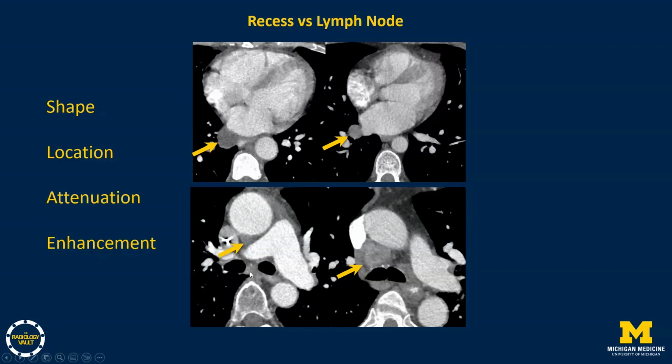Another example, on this image here, the arrow points towards the posterior portion of the superior aortic recess. On the right, you can see an enlarged lymph node that has soft tissue attenuation, and it is in a closed location.